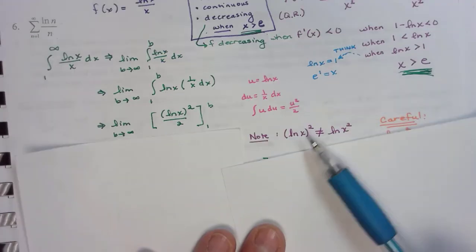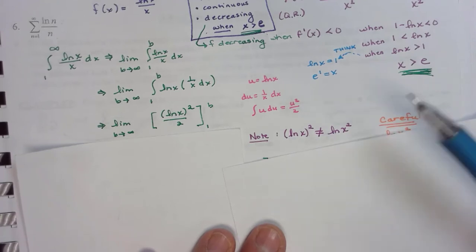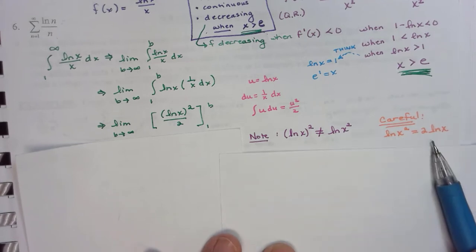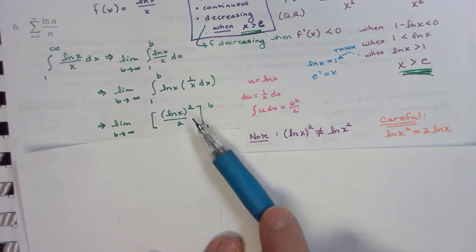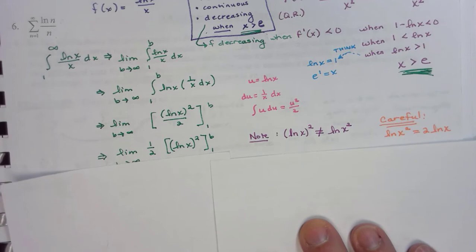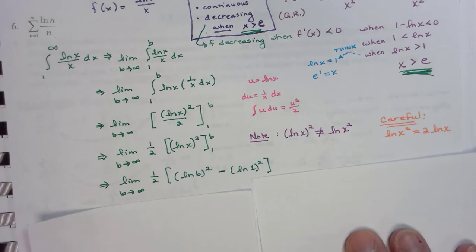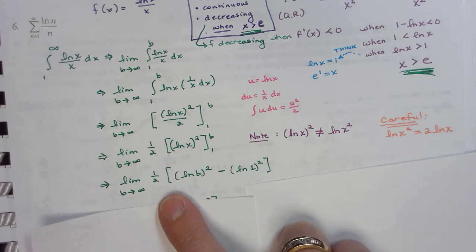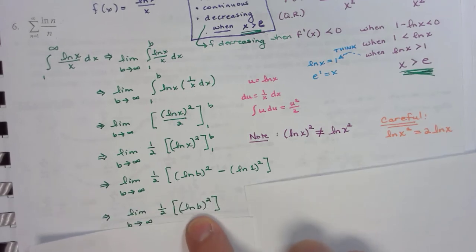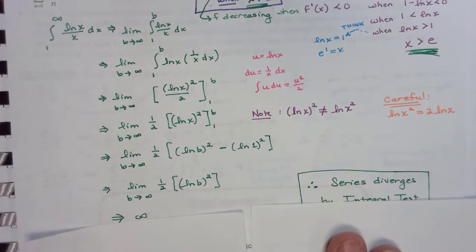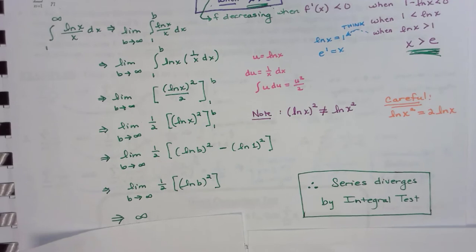Now notice, natural log of x quantity squared is not the same as natural log of x squared. We know that natural log of x squared can be written and simplified like this. That is not what we have here. Okay, and I'm going to bring that 1/2 out in front. And now I have the natural log of x, squared, from 1 to b. Substitute b, subtract, substitute 1. We know this is 0. 0 squared is 0. So what is happening here? As b goes to infinity, natural log is going to infinity. So this goes to infinity, and we say our series diverges by the integral test.